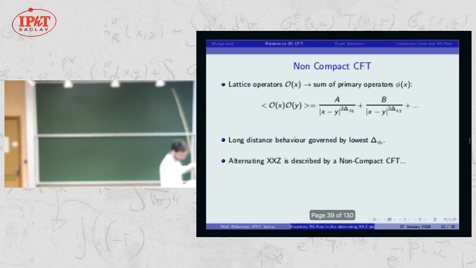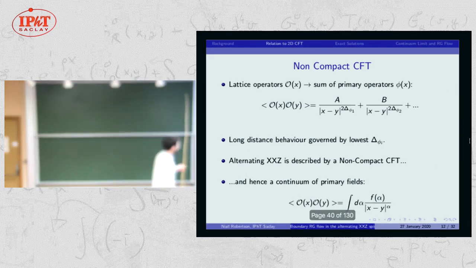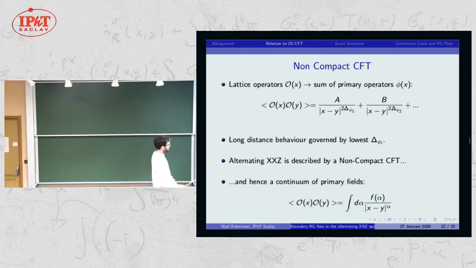However, when we have a non-compact CFT, we have a continuum of these delta phi I. So we can no longer just take the first term. And we have that the lattice two-point correlation function is given by an integral of the two-point correlation functions in the non-compact CFT. So as we will see, this affects things in quite a dramatic way.